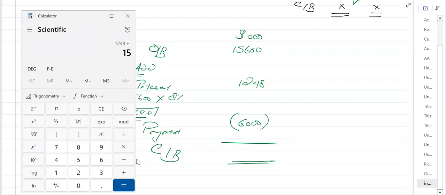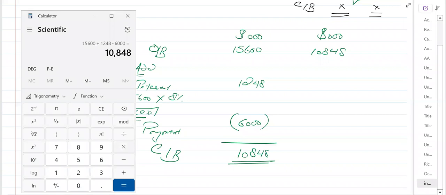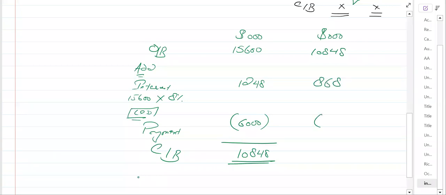So 15,600, we add 1248, and we deduct 6,000. So it's 10,848, which becomes the opening balance of the next year. And then you apply the interest on it, again 0.08. It's 868. And then you deduct the same payment from it to get the closing balance.